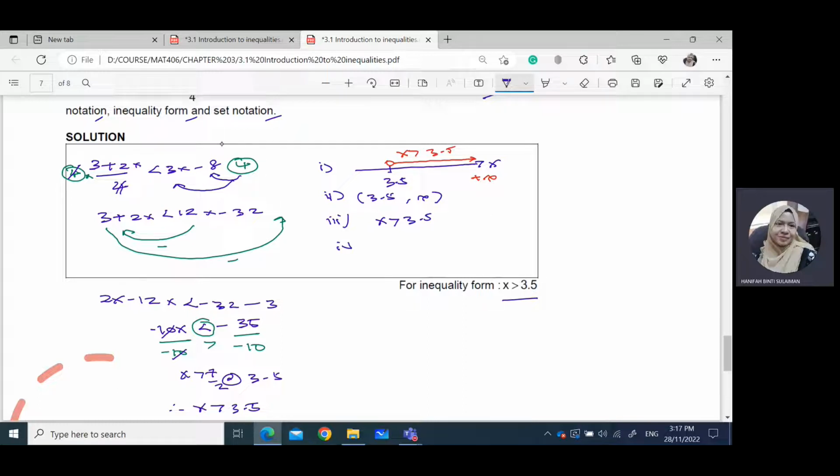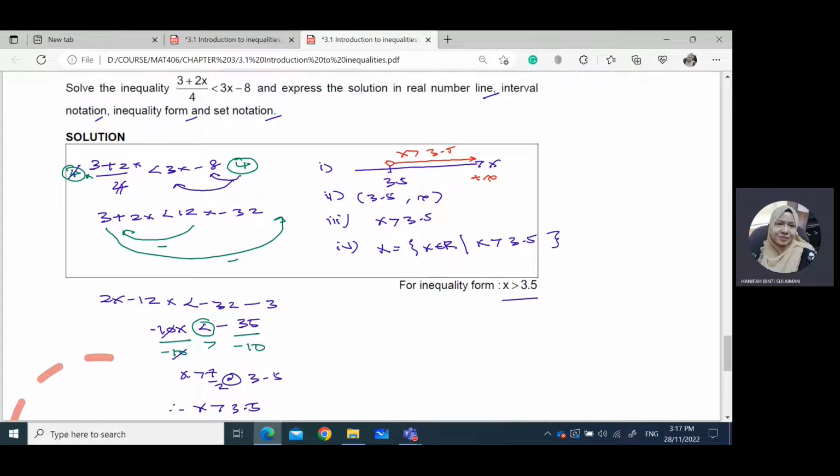And the last one is set notation. So next, set notation. So x is any real number such that x is greater than 3.5. Okay. So bila set notation, dia mesti dalam curly bracket. Okay, so all these are the answers in terms of number line, interval notation, inequality form, and set notation.